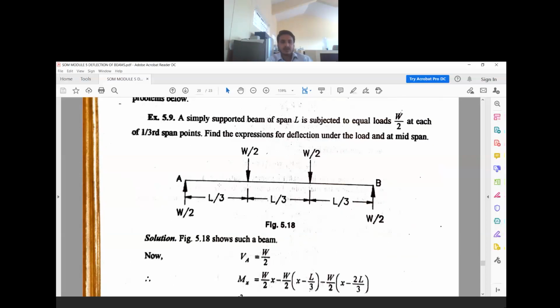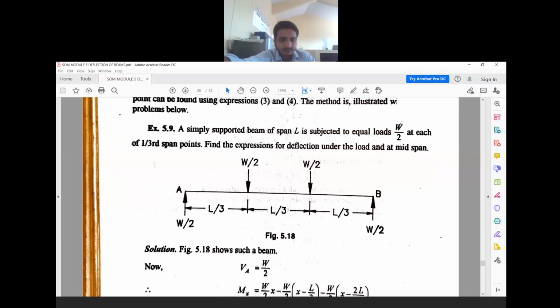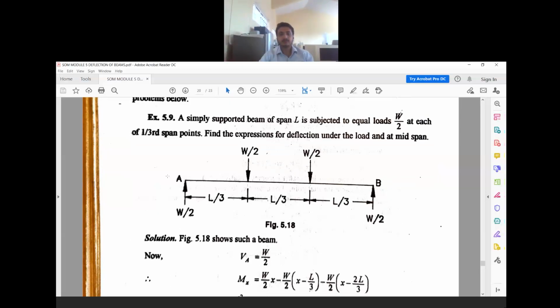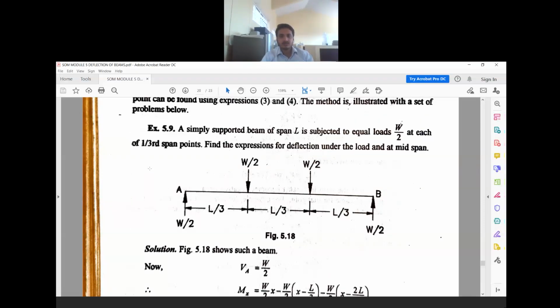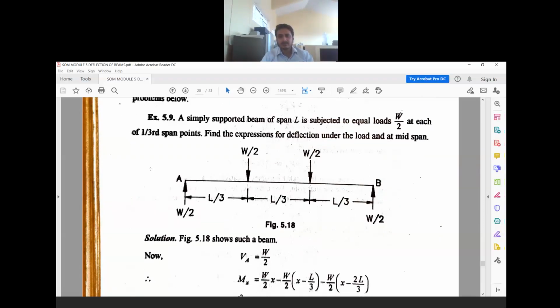So the method can be understood by a few example numerical problems. So we shall consider a few numerical problems here. So this is one example problem. A simply supported beam of span L is subjected to equal loads, that is WL by 2, at each of the 1/3 span points. Find the expression for deflection under the load and at midpoint of the span.